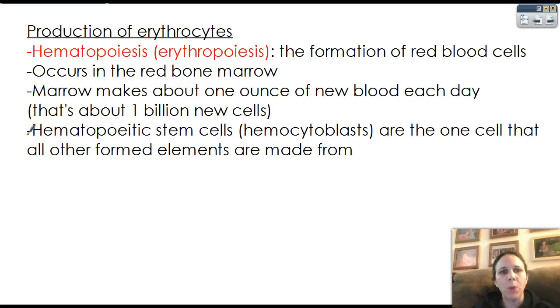Your hematopoietic stem cells, or hemocytoblasts, are you getting the hint? There's a lot of vocab here. They are the one cell that can turn into any other type of cell. White blood cell, red blood cell, platelet, doesn't matter. So these are the important blood cells. These are the ones that, if you hear about bone marrow transplants, this is what we're giving that individual.